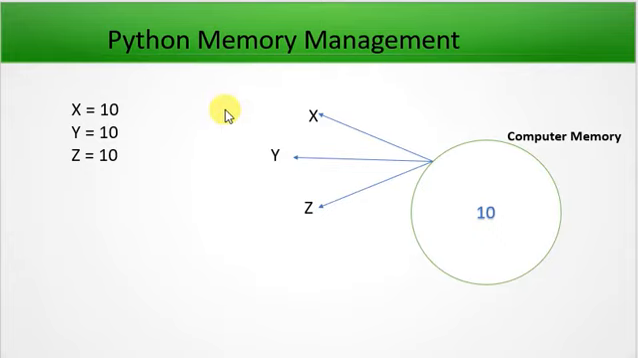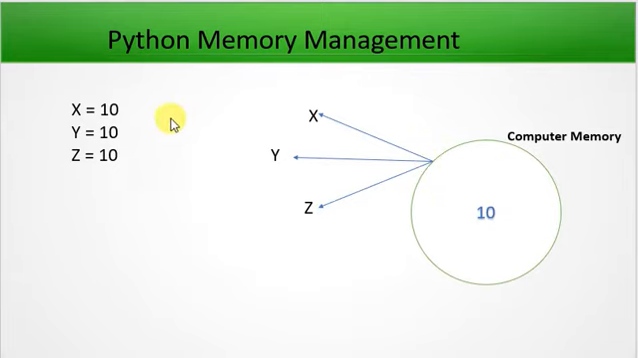To understand this, we will use this picture. For example, let's say I have a variable x equals 10, y equals 10, and z equals 10. In Python, a value will have only one copy in memory, and all the variables having this value will refer to this memory location. Here in the computer memory we will have only one 10, and all the variables x, y and z will refer to the same memory location.